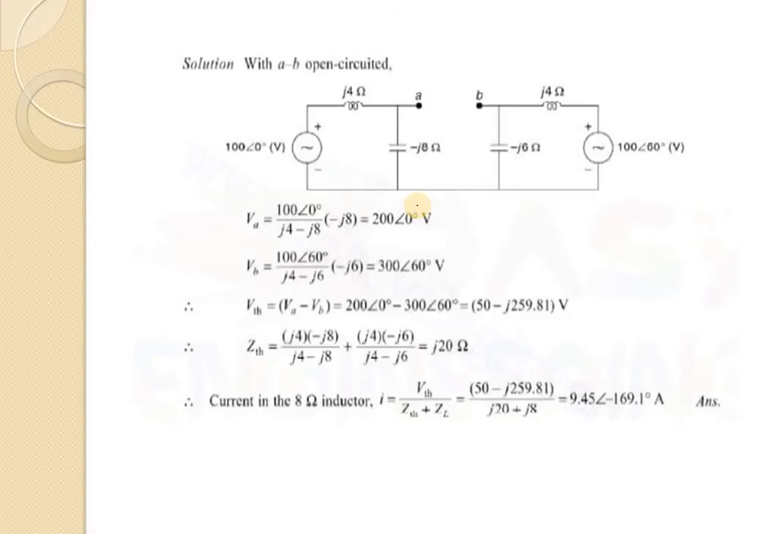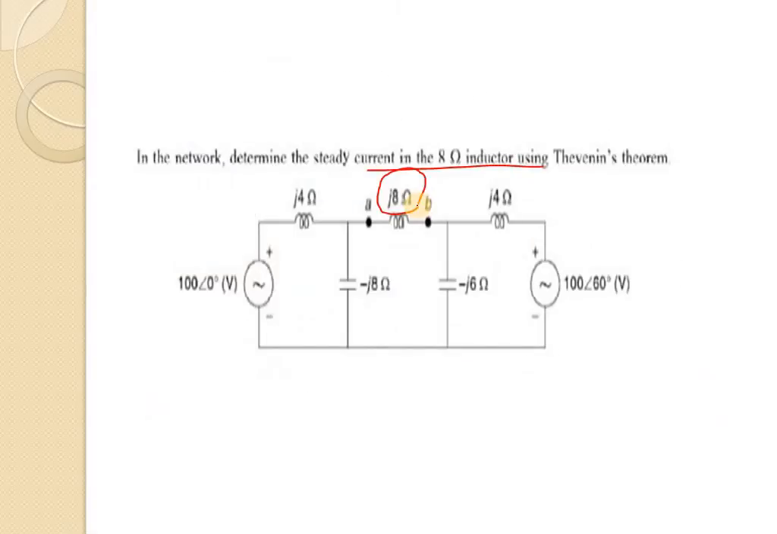So as per the procedure, which one is our desired branch? As per the problem, we have to calculate the current through the 8 ohm inductor branch. That means we have to remove that 8 ohm inductor branch, and the terminals will be open circuited when we are removing the element. That means the network becomes open circuited, and that open circuit voltage is known as Thevenin's voltage.